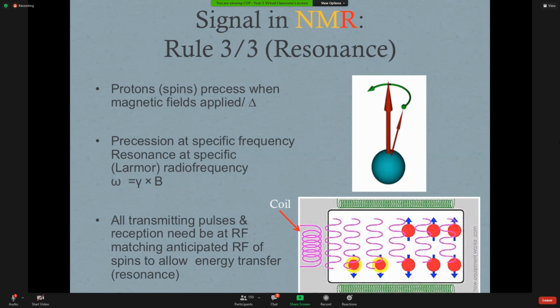And when that happens, we can interact with them. Also, if I want to receive from these spins, I need to have a matching radio frequency. So it's just like a channel that I turn on at different frequencies to be able to detect or send waves.